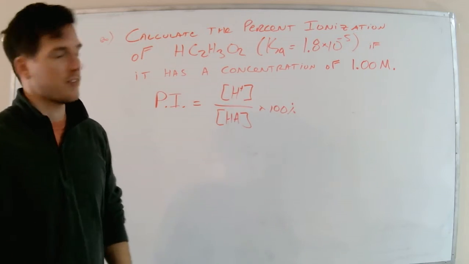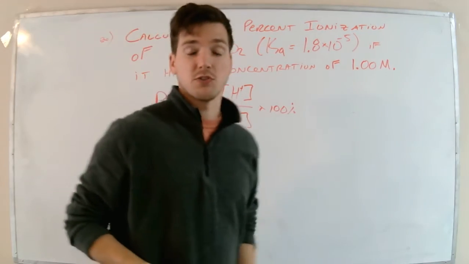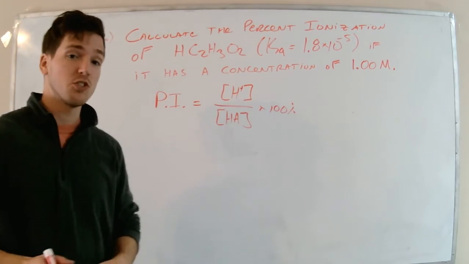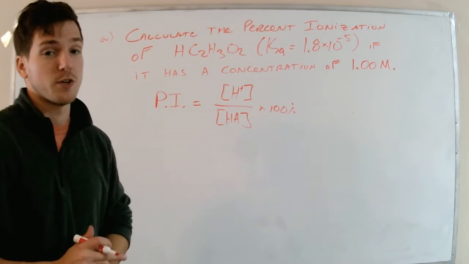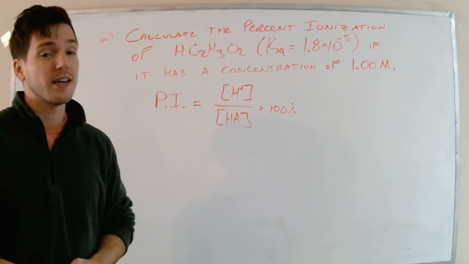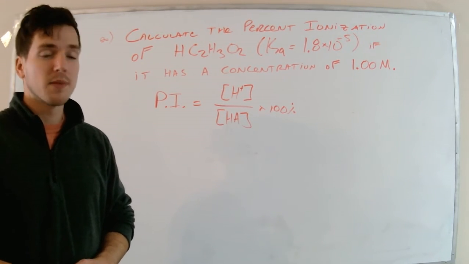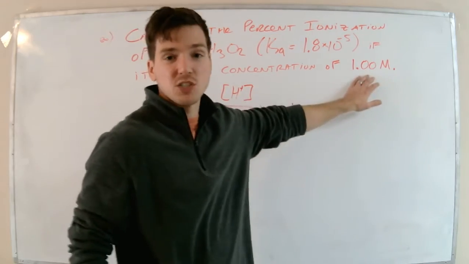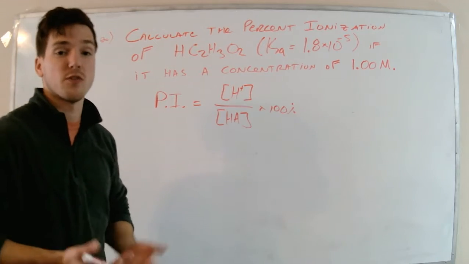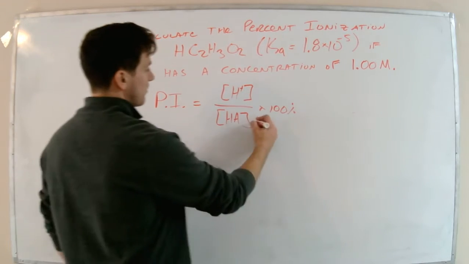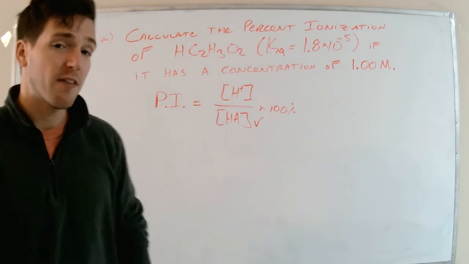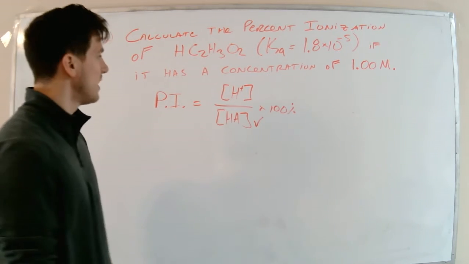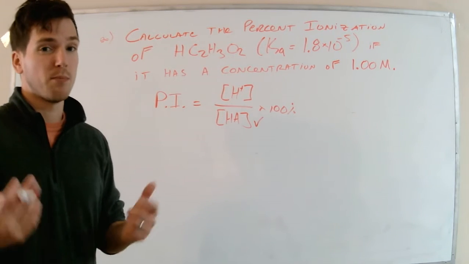Luckily, they already gave us HA. HA is just 1.00 molar. The HA in this case will just be the initial concentration of the acid. We've usually been finding acid at equilibrium, but here we're just using the initial concentration because we want to know how much this breaks down into H plus from our original. So we already have the concentration of the acid, acetic acid. But now we've got to find H plus.